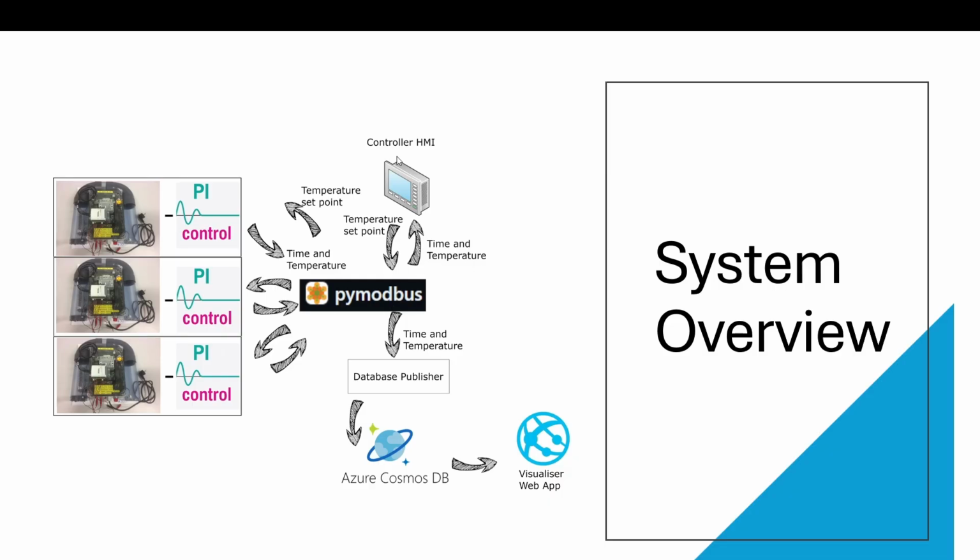Then time and set point are communicated to and from the controller GUI or HMI, and then temperature and time are sent to a database publisher, which also sends it along to the database, and from the database it's extracted to the Visualiser web app.